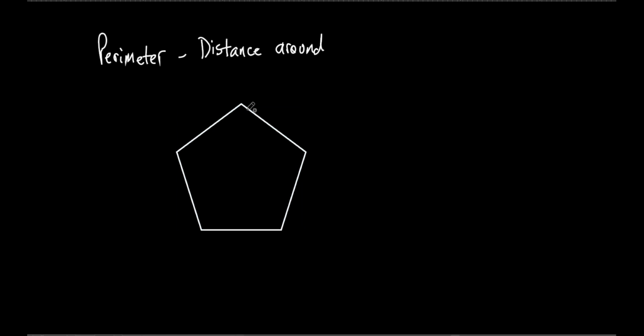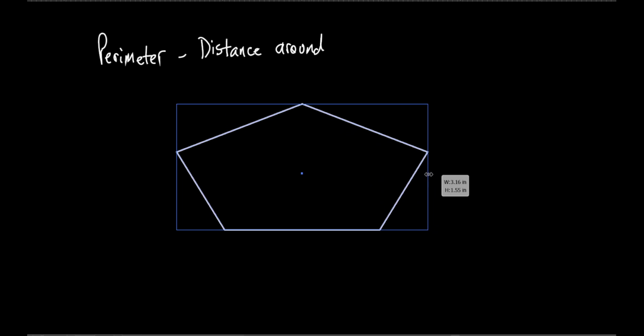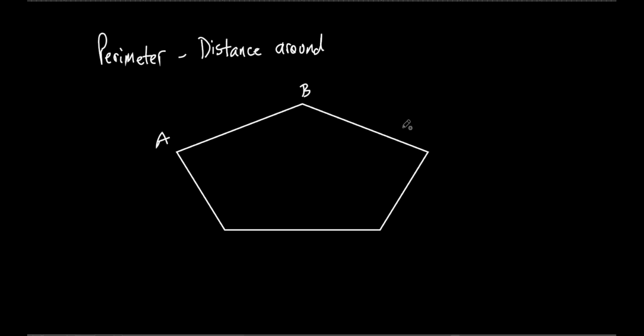All right. So if I wanted to find the distance around it, first of all, I'd have to know the lengths of each side, wouldn't I? Now, this doesn't always have to be a regular polygon. I could do that, right? So now, is every side equal to each other? No, not necessarily. So how would I find the distance around? I would add up, let's do this, A, B, C, D, E.